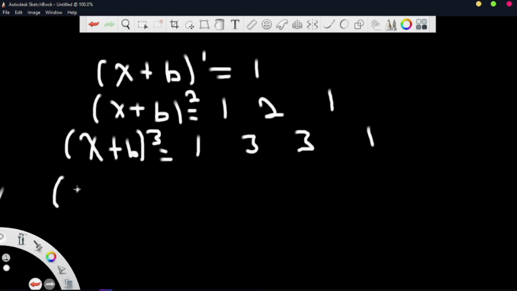Let's say I wanted to expand x plus b to the fourth power and find out the coefficients of such an expansion. We're simply going to have 1, and then 1 plus 3, which is 4, 3 plus 3, which is 6, 3 plus 1, which is 4, and then binomial expansions always have the 1 at the last. That's how it goes until the fifth power.